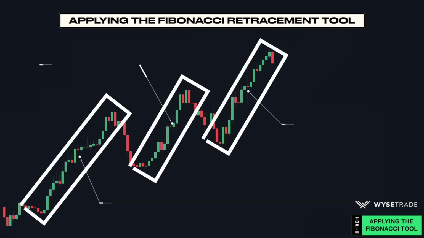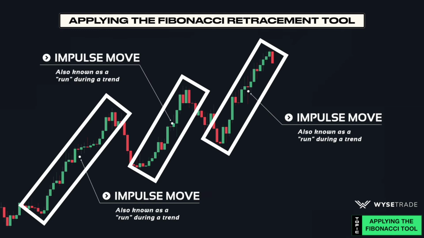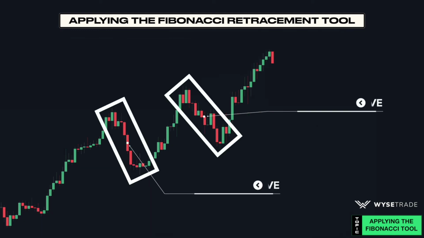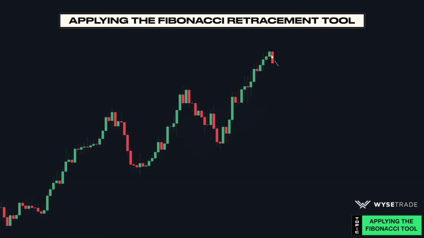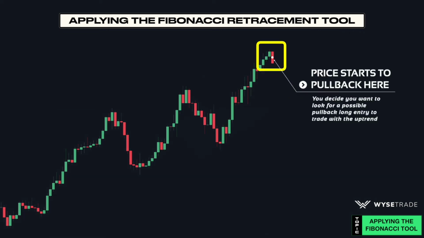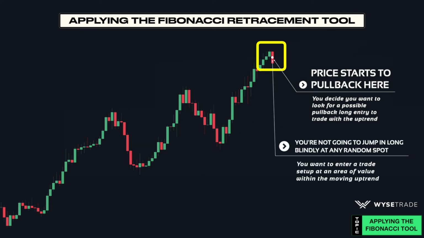Understanding impulse and corrective moves is vital. Impulse moves are like a strong espresso, they indicate powerful market momentum, while corrective moves suggest potential pullback opportunities for entry. It's like knowing when to strike while the iron's hot and when to sit back and sip your coffee in peace. Let's not rush the good stuff.